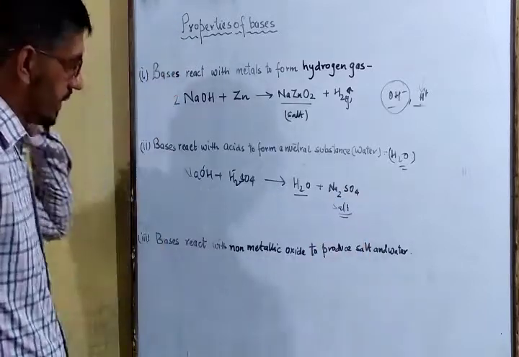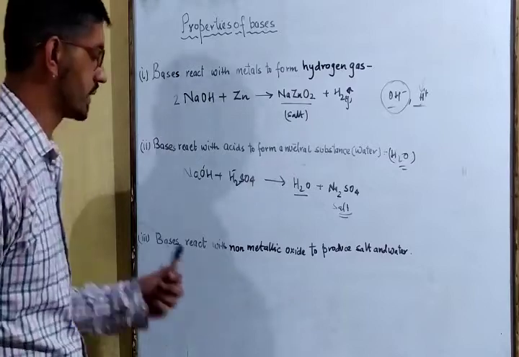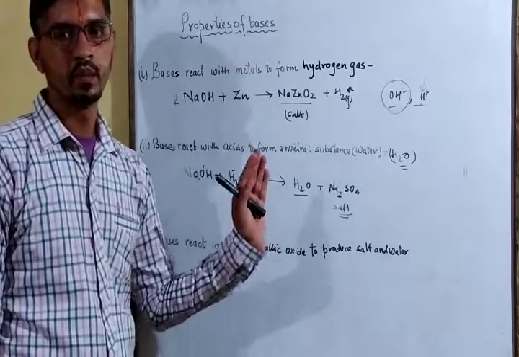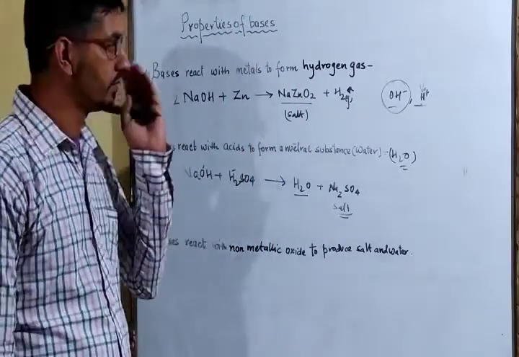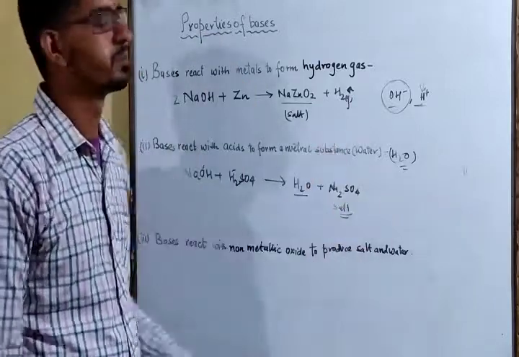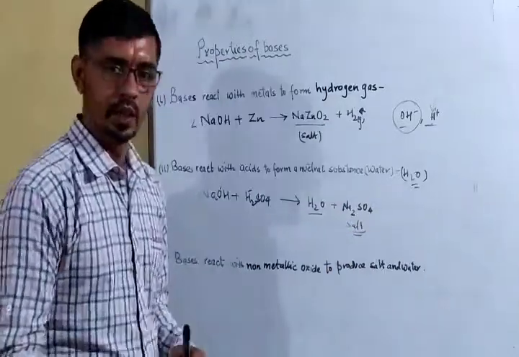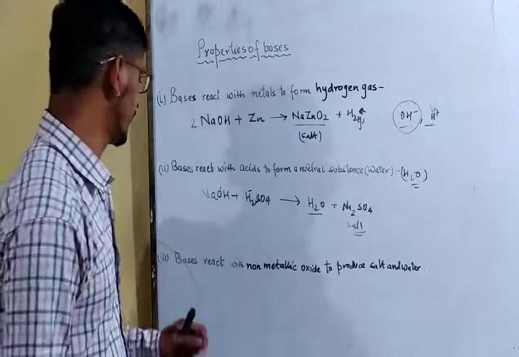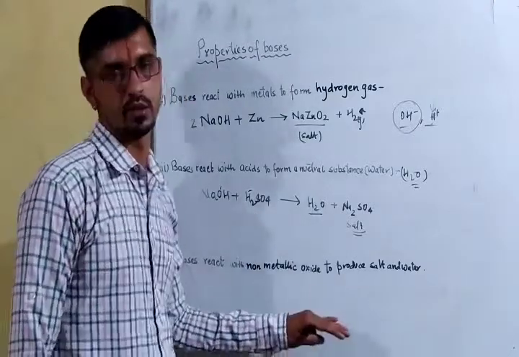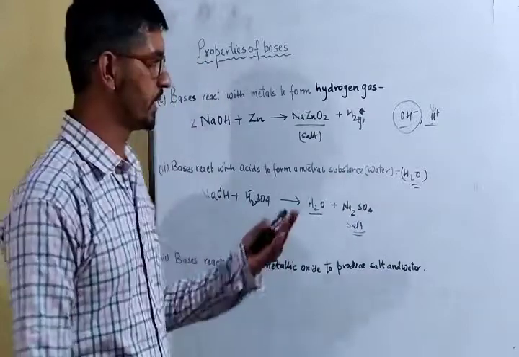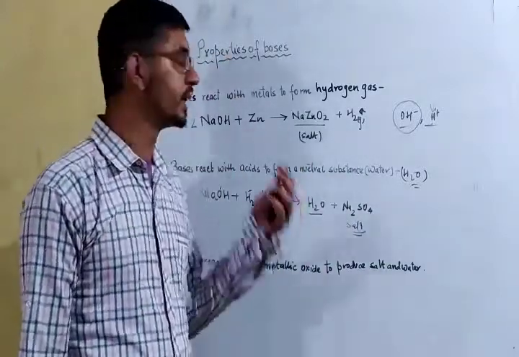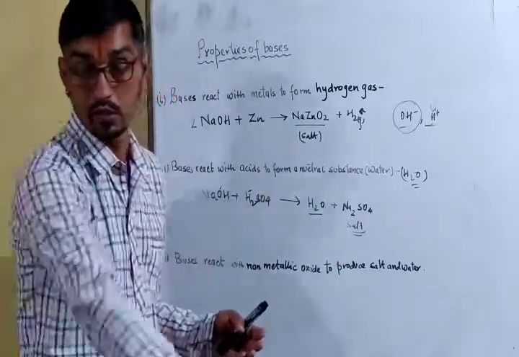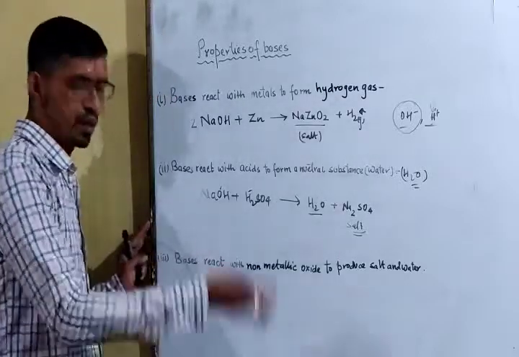Now the next one and the last one: bases react with non-metallic oxide to produce salt and water. And in all the cases, salt is produced, as it was in the case of acids as well. Salt is produced in every reaction. Very, very simple to remember what is produced in which reaction. As in the case of acid, salt was produced. Here as well, salt is produced in every case.